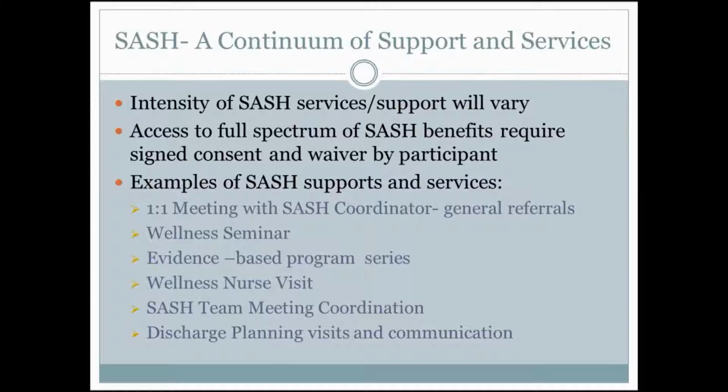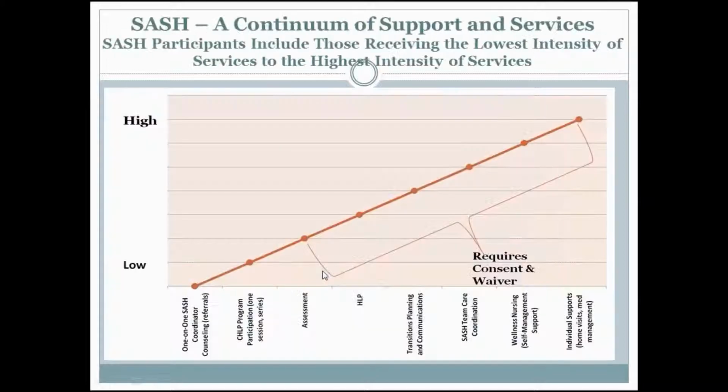And my next slide, just for those of you that are visual learners, provides more of a visual of this continuum. So down along the, is this the x-axis or the y-axis? Who can remember? Who took algebra? I think it's the x-axis along the bottom. These are just the examples, again, of the different supports and services. And the ones that are kind of on the left-hand side, the one-on-one SASH coordinator referrals and meetings, the community healthy living plan programs. This is your kind of wellness programs and evidence-based programs.